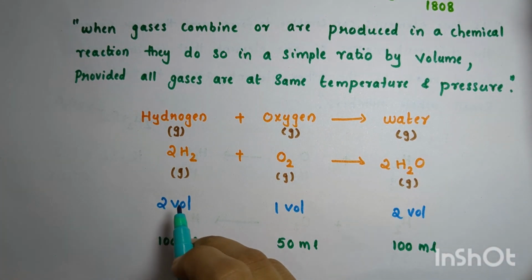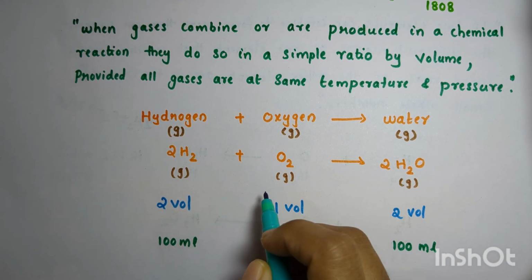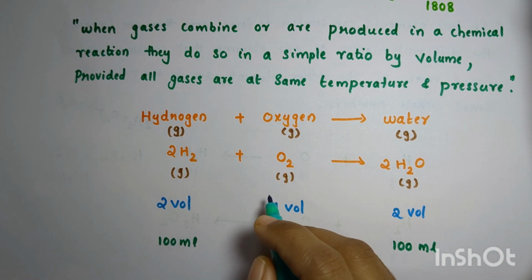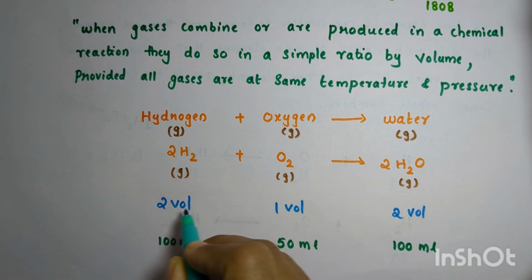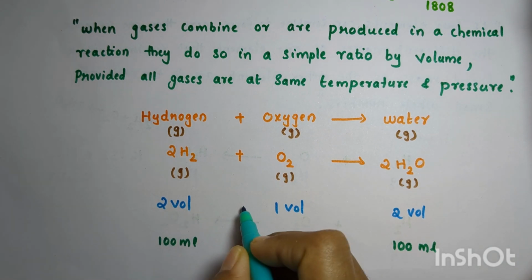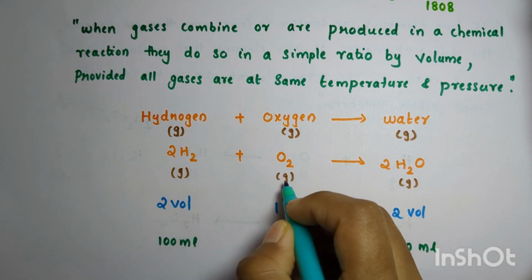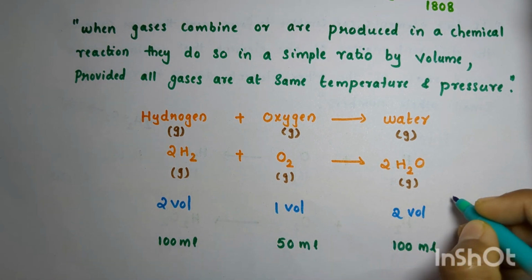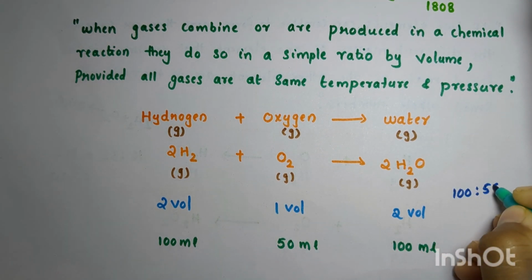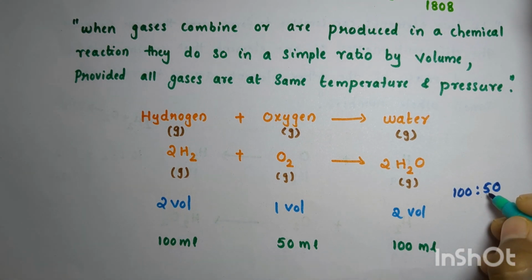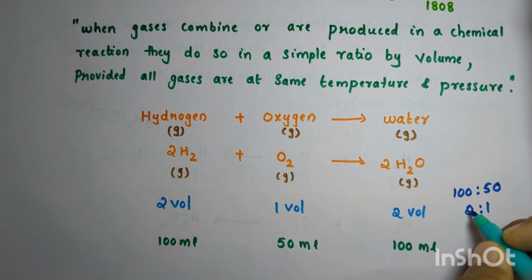Okay, so here the gases, oxygen and hydrogen, are combining. So their ratio, that is hydrogen and oxygen, their ratio will be what? 100 is to 50. Okay, that is the ratio of their volume. 100 is to 50 will be equal to 2 is to 1. So you see the ratio is actually a simple ratio. That is what this actually means.